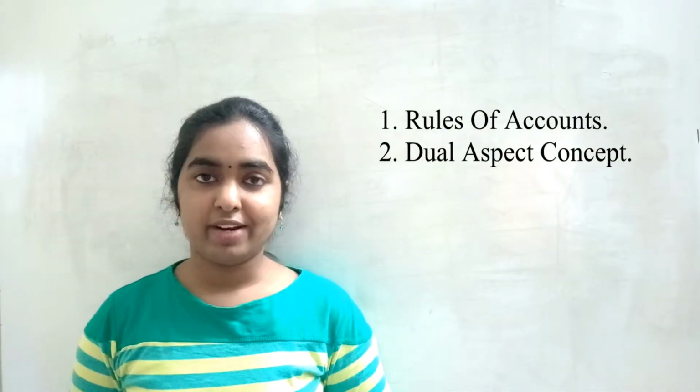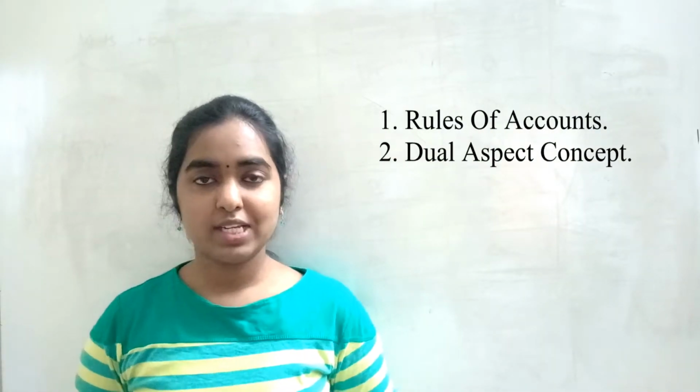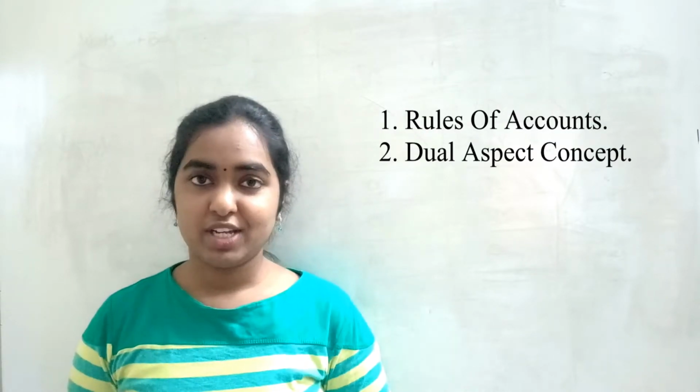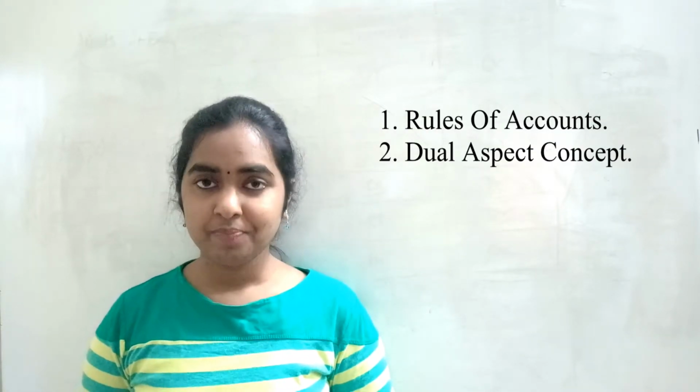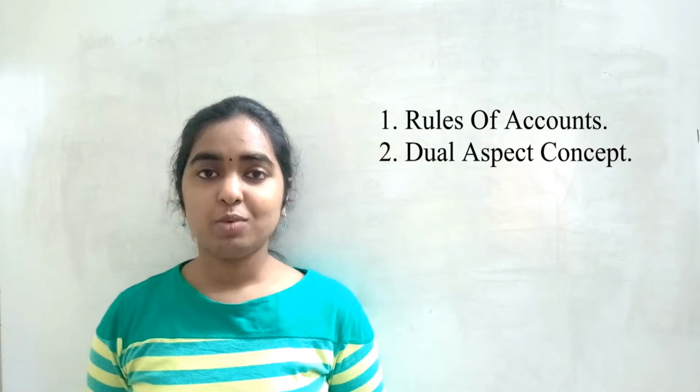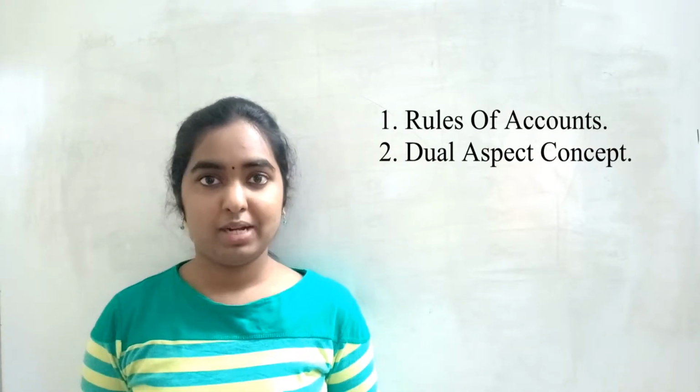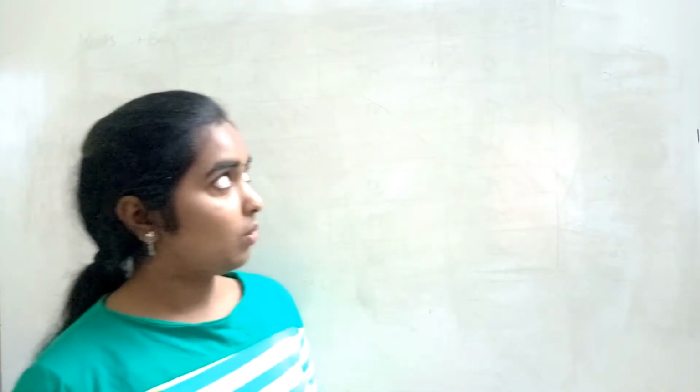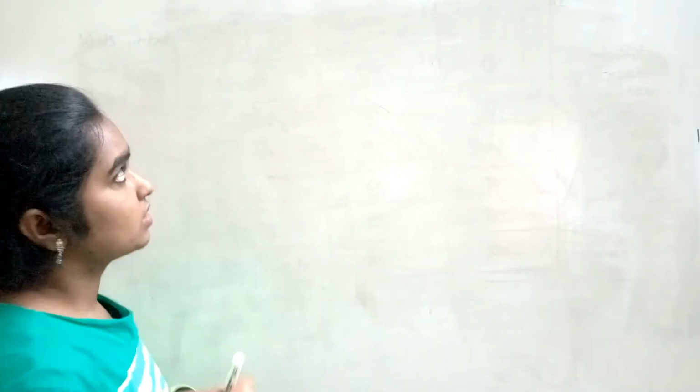So in this lecture, we'll try to understand majorly two things. First one is what are the rules of the accounts which are exactly based on the accounting equation, and the second one is what do you mean by dual aspect concept or a double entry system. Okay, so let's take the accounting equation first.